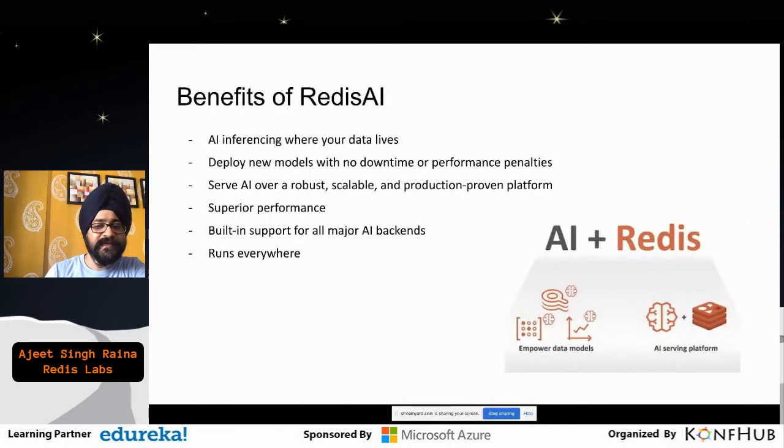Now, the benefits of Redis AI: you have an in-memory database system, and your data itself, the tensor itself, lives inside the database. So you don't have two separate entities sitting apart from each other. You have a deep learning platform inside the Redis database, which makes inferencing quite a bit faster. You can deploy new models, you can have 10x performance, and it has support for major AI backends. It runs everywhere. So this is really cool, and you should go ahead and try this out.